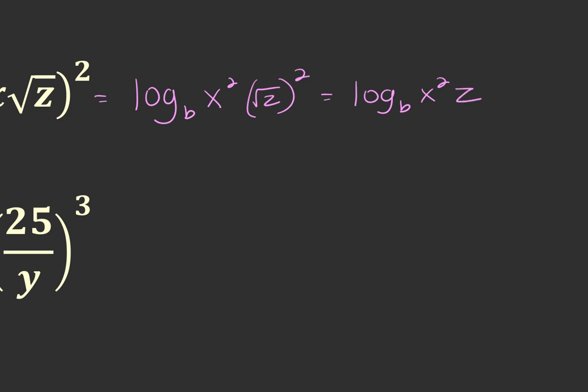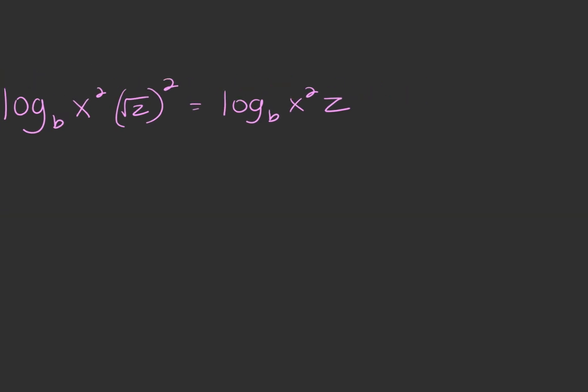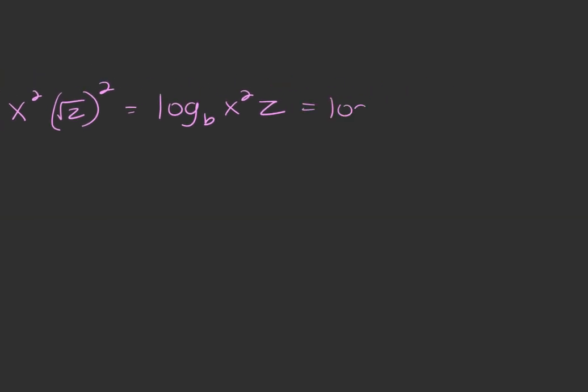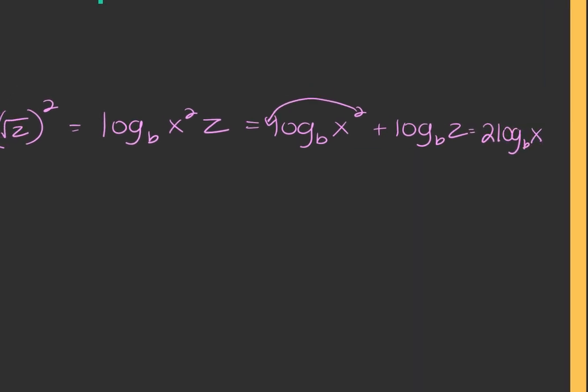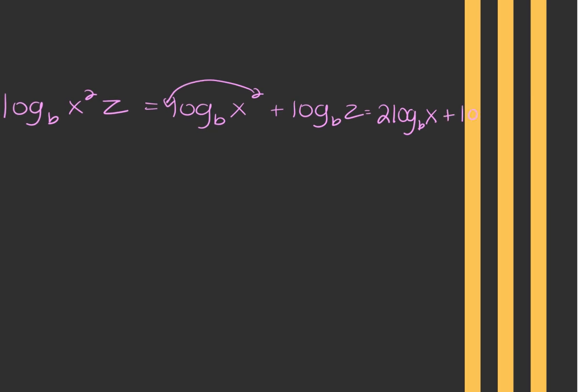And then I want to expand it out. So this is a product, which becomes what when I expand it? Addition. So this would be log base b of x squared plus log base b of z. And then I've got a power. What do I do with the power? Push it to the front. So this becomes 2 log base b of x plus log base b of z.